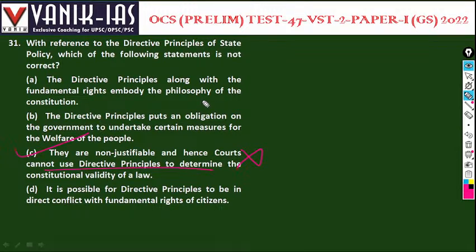Along with the fundamental rights, they embody the philosophy of the constitution, yes. They put some obligation on the government for the welfare of the people, yes. Is it possible that a directive principle could be in direct conflict with the fundamental rights of citizens? It may happen, yes, many times it has happened. So this is incorrect. So C is the answer. Directive principles are non-justiciable, but the fact is that they can be used by the courts.